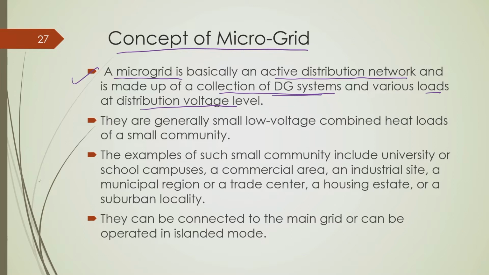Naturally they are connected to small low voltage distribution networks, possibly 400 volt 3 phase networks, and it may work combined with heat and power. In fact, this is another form of microgrid where both heat and power are generated and supplied to the customers. And this is very useful, particularly in areas where we have very chilly winter.